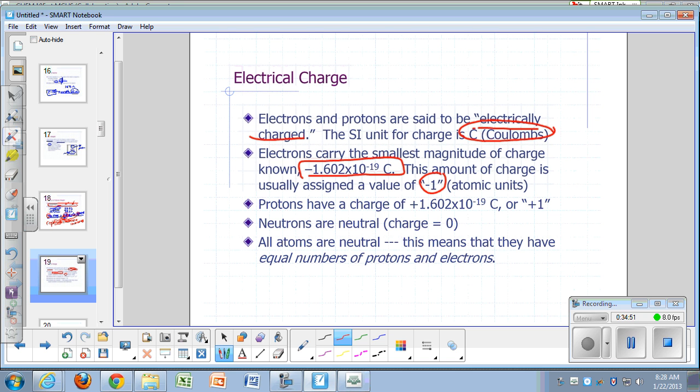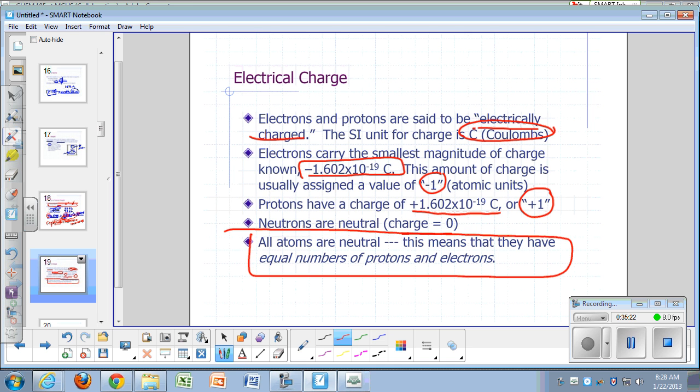Protons have a charge opposite to that of an electron, but equal in magnitude. So the charge of a proton is positive 1.6 times 10 to the negative 19 coulombs, or we say it has a charge of plus 1. Neutrons, we say, are neutral. And so neutrons have a charge of 0. We say they're electrically neutral. Now, all atoms are electrically neutral. That means they're going to have the same number of protons and electrons.